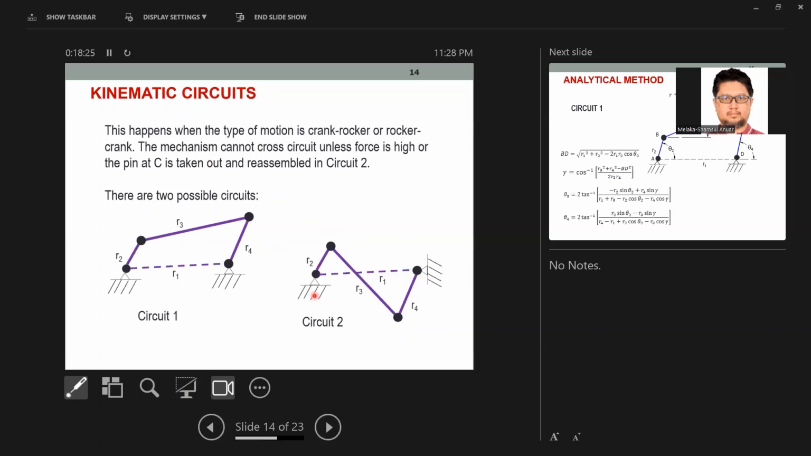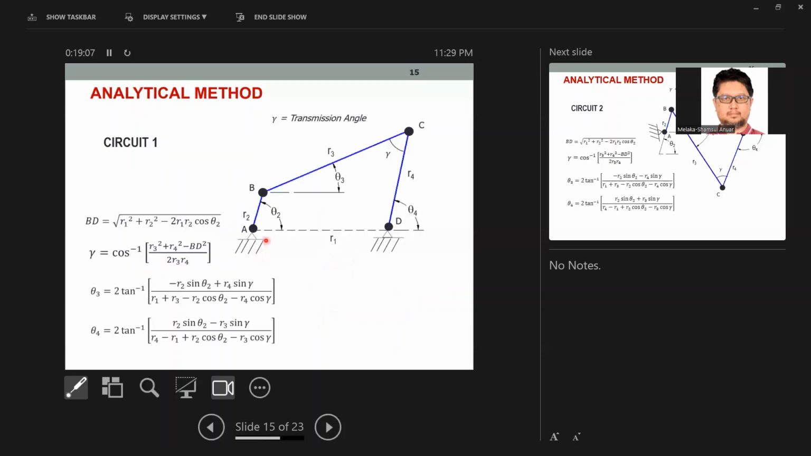For a four-bar mechanism, we actually have two possible situations. Circuit one will look something like that, and the other one is circuit two. You see the coupler will be crossing like that. This one is on the top part, whereas the other one is on the bottom part.